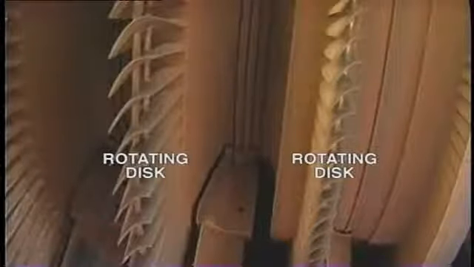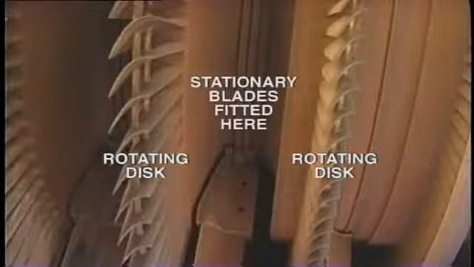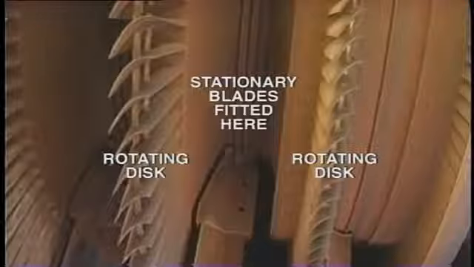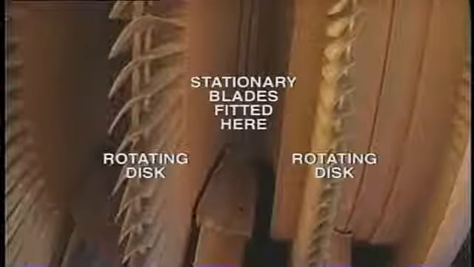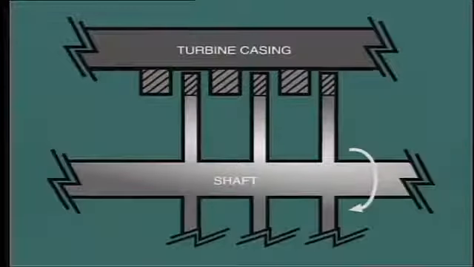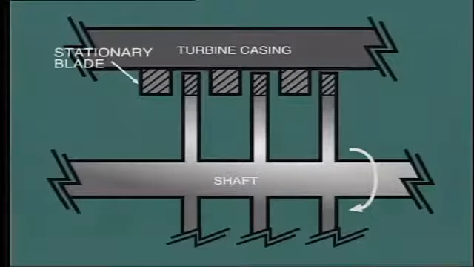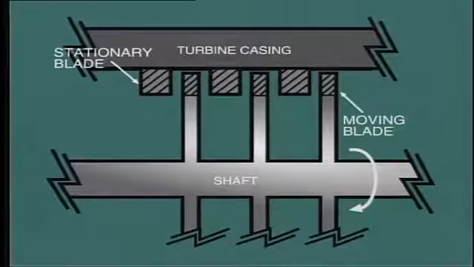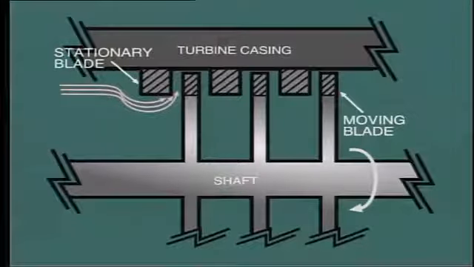Now remember that in between each disc and associated blades, we have to fit the stationary blades. Let's see how these are held in place. The first time we examine a turbine, we might imagine that these stationary blades could be fixed to the outer casing to line up with the moving blades, like this. But we do have a problem with this arrangement. What is there to stop the steam passing around the blade instead of through it?